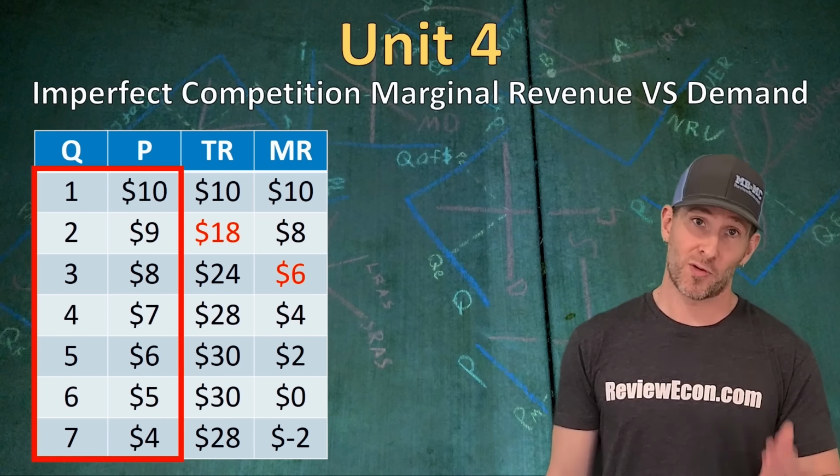And because the price decreases as more units are produced, that means the marginal revenue is going to be less than the demand for a single price monopoly. When we put it on the graph, it's going to look like this.